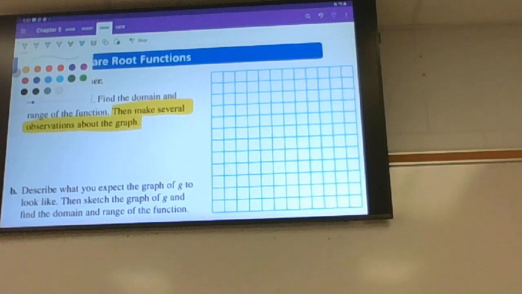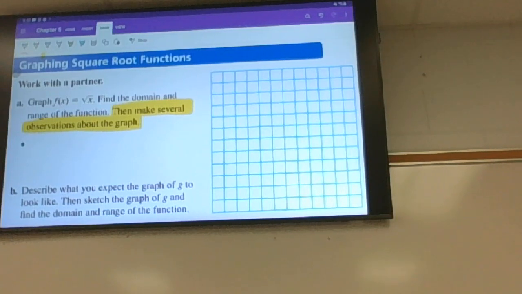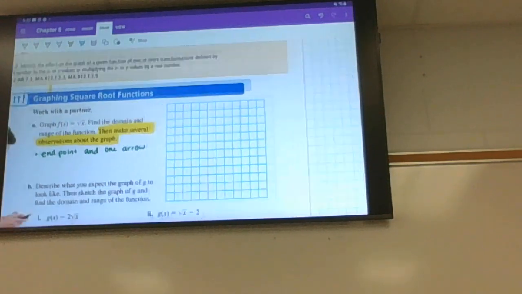It's going sideways. One thing I want to say that's kind of unique to this graph: we haven't seen a single graph like this so far. It has an end point and one arrow only. All of our graphs have had an arrow going both ways, and this one specifically has an end point and an arrow. There's something really unique about it.